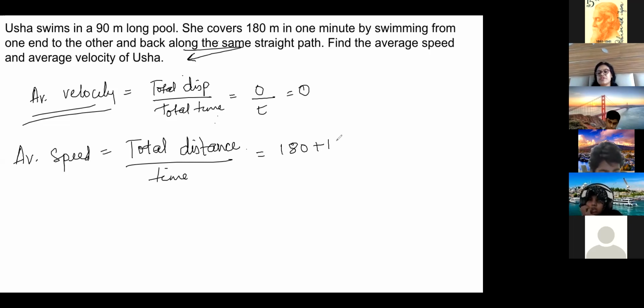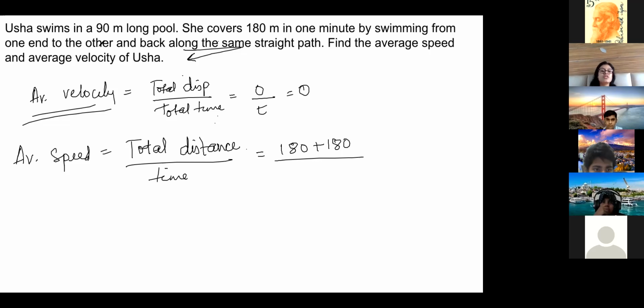180 plus 180, right? Total distance is total path covered. 360. And in 1 minute, by swimming from one end to other along the same straight path. Not 360 is the answer. She covers 180 meter in 1 minute by swimming from one end to other end along the same. So find the average speed and average velocity.